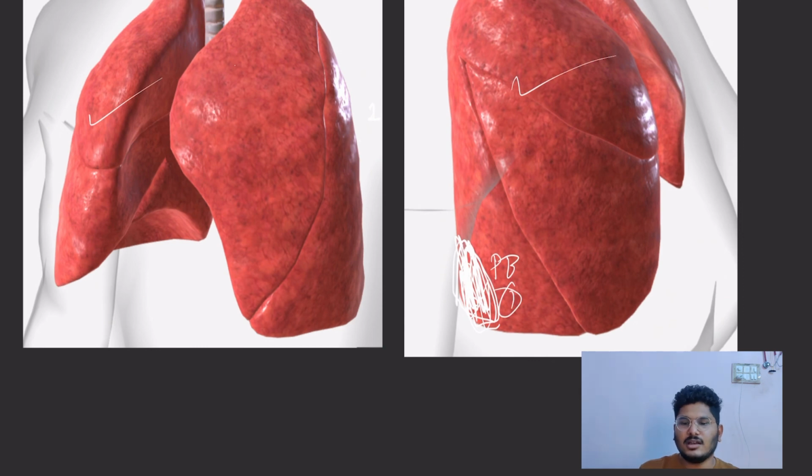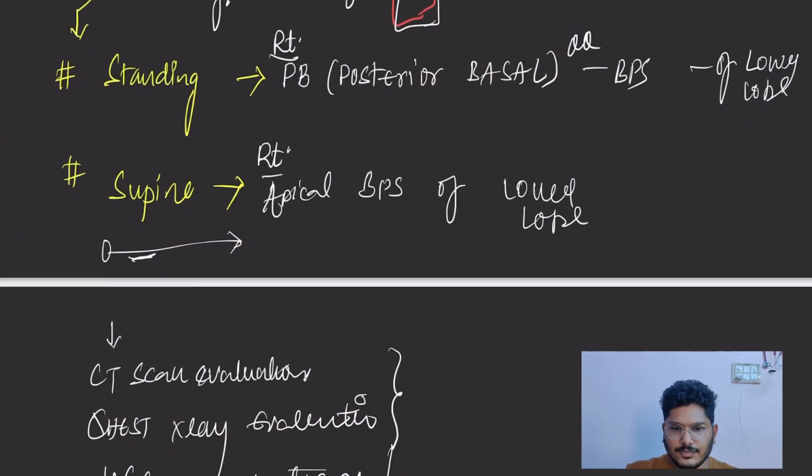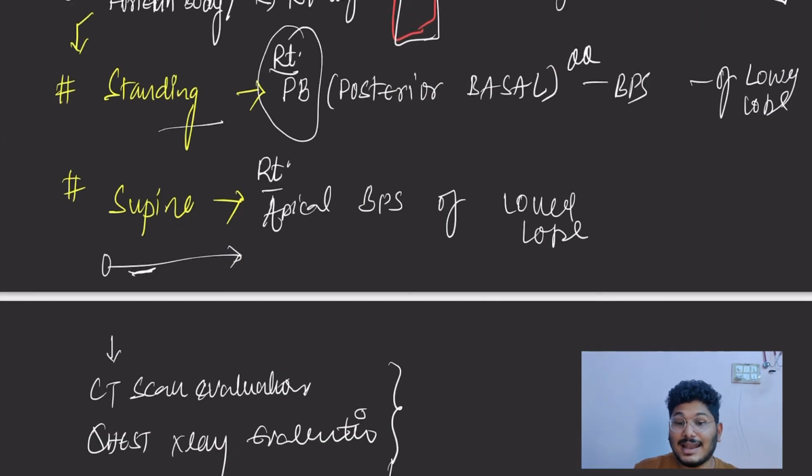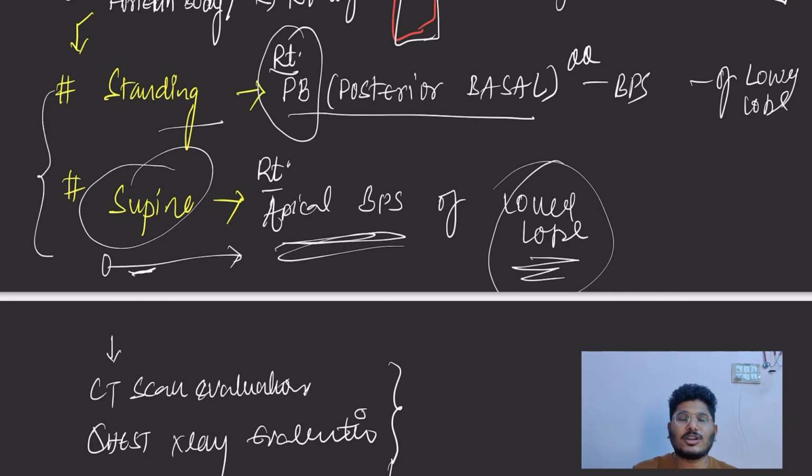In a supine position, when a patient lies down, something over here will become the dependent region. This is the apical segment of the lower lobe, right? So that's what I mentioned over here. In a standing position, the right lung's posterobasal segment becomes the most dependent part. In the supine position, the apical bronchopulmonary segment of the lower lobe, this is also the lower lobe, will become the most dependent part. These are most important MCQs and also clinically important questions.